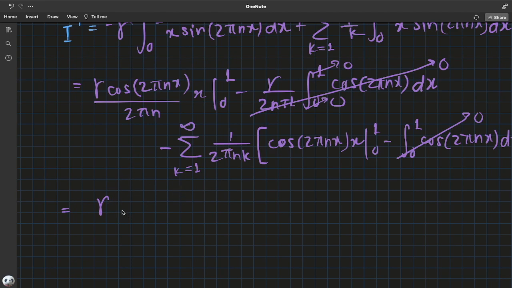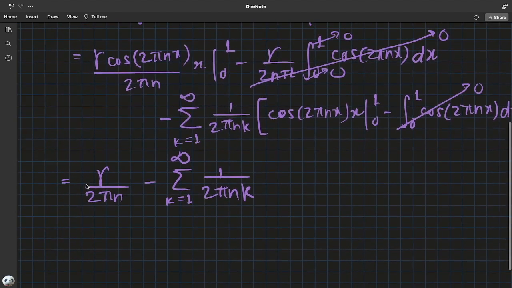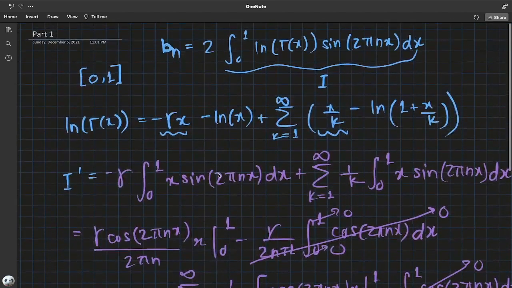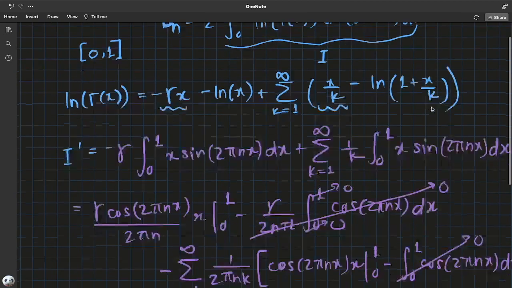So to give us, well, cosine of 1 is 1, x at 1 is 1. So we have Euler-Mascheroni over 2 pi n. X at 0 will make the entire thing 0. And same thing here. Sum from k equals 1 to infinity of 1 over 2 pi n k. This looks like a harmonic series, but don't worry about it. We're not going to actually diverge.